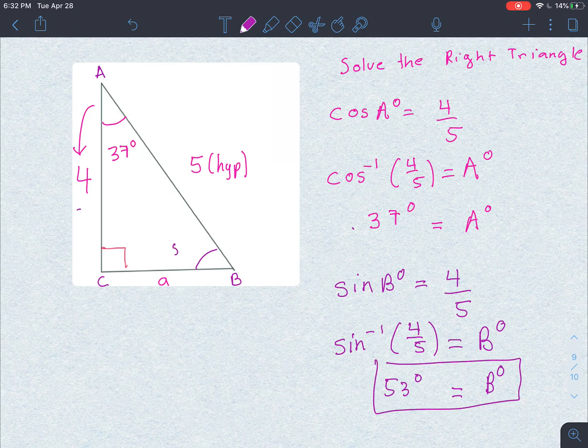And the cool thing is, you can check it. 37 plus 53 is going to give you 90, and 90 plus 90 gives you 180. And so that's a good way just to make sure that it worked.